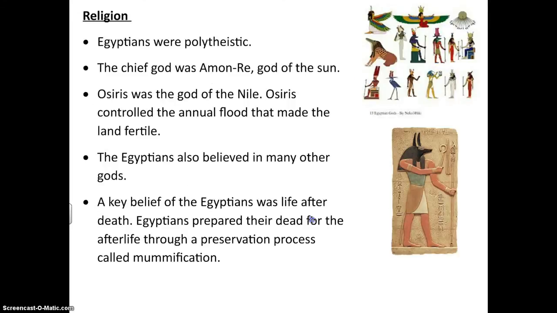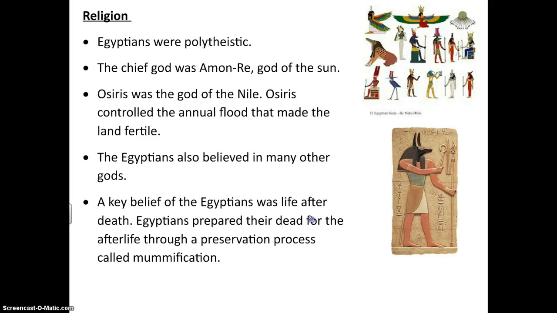Now, Egyptian religion is polytheistic, but they do have a chief god. Originally it was Amun-Re. Later, Akhenaten tried to change it to Aten. Amun-Re was one of the names for the sun god. Osiris was the god of the Nile, and he controlled the annual floods that made the land fertile.